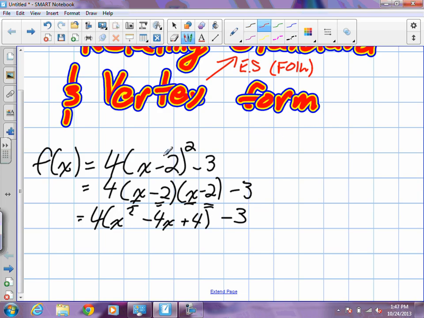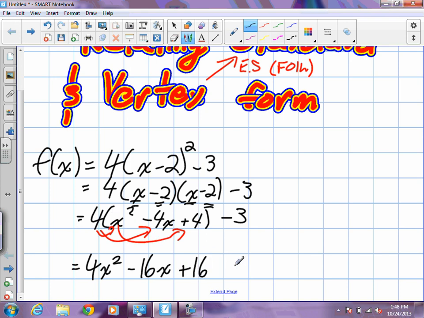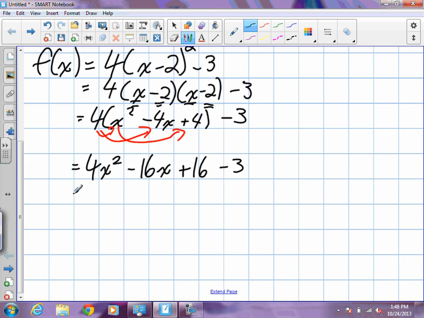From here, we use our distributive property again. The 4 needs to be multiplied by everything. And this is going to be really important, what we've done here. I'm going to talk about why after. What's 4 times x squared? That's right. 4x squared. What's 4 times negative 4x? Negative 16x. And 4 times 4 is positive 16. And then minus 3. What is our standard form? Plus 13. Excellent. Okay, good.